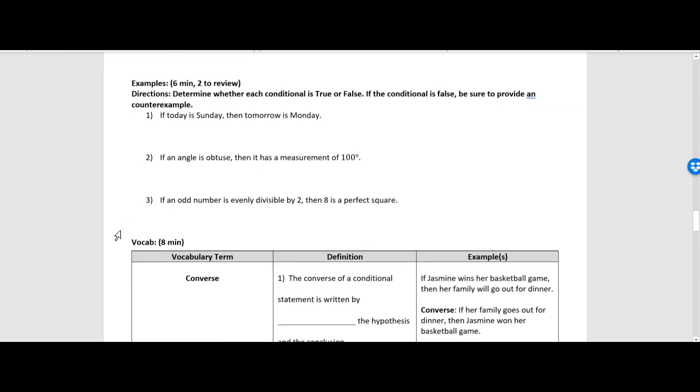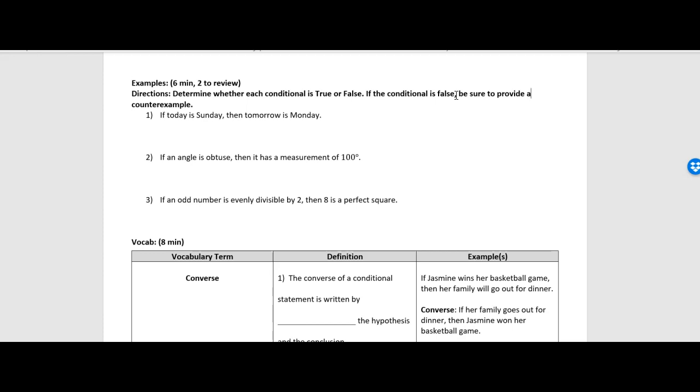So it says determine whether each conditional is true or false. If the conditional is false, be sure to provide a counterexample. So the only thing that we need to look for is a circumstance where the hypothesis is true, but the conclusion is false. So if that scenario ever occurs with one of these statements, then the entire statement is false. So let's look at number 1. If today is Sunday, then tomorrow is Monday. Well, if today is Sunday, will tomorrow ever not be Monday? Right? Will tomorrow ever be Tuesday? No, it won't.